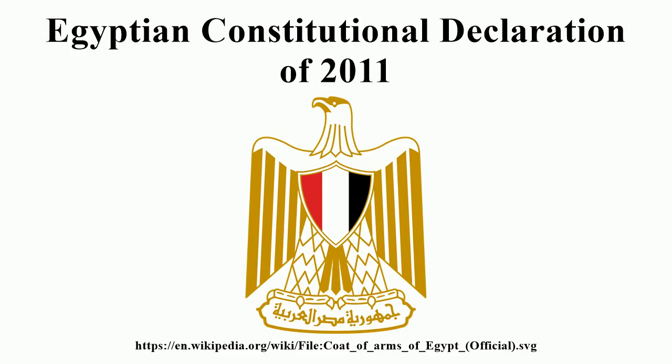Overview. The declaration declared Egypt to be a democratic state, deriving its sovereignty from the people, and a part of the Arab world. It proclaimed the system of government to be a multi-party semi-presidential system within the framework of the basic principles and components of Egyptian society.